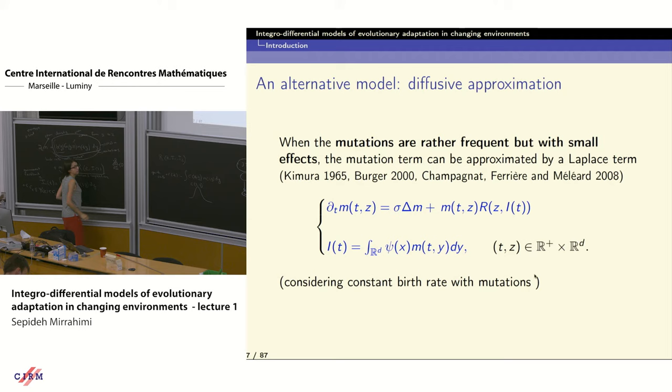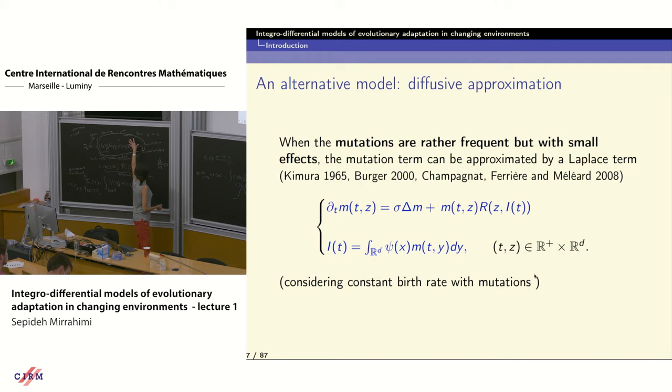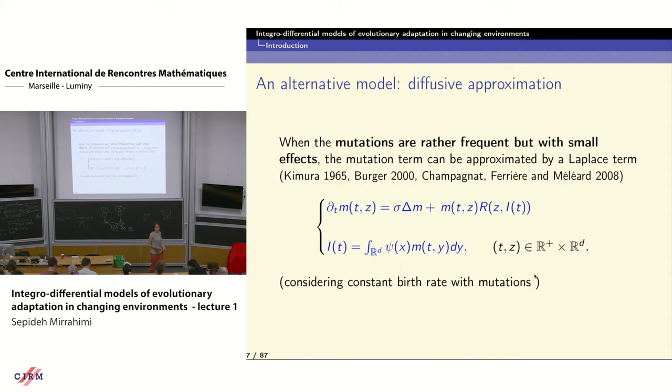Of course, here I lose the dependence on y. I'm supposing the mutation rate is constant. And of course, this is not always a good approximation of this integral term. But it is shown that in some situations where the mutations are rather frequent, but they have small effects, then this model is a good approximation of what happens in the individual-based model. Okay, and this was already introduced in the paper of Kimura, but it was also proved rigorously in the paper of Champagnat, Ferrière, and Méléard.